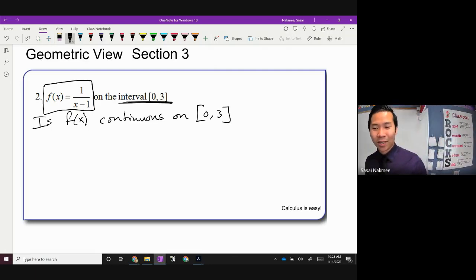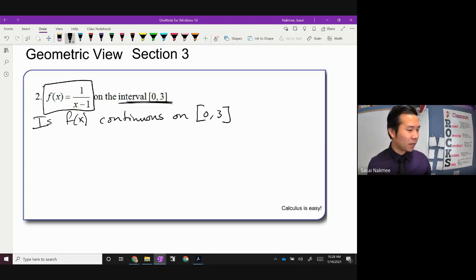Vertical asymptote. Oh, you're going above and beyond there. You're stating the type of discontinuity. You're right, Monica. There is going to be a vertical asymptote. Where is there going to be a vertical asymptote? At x equals 1. That's right, Monica. You are perfectly correct.